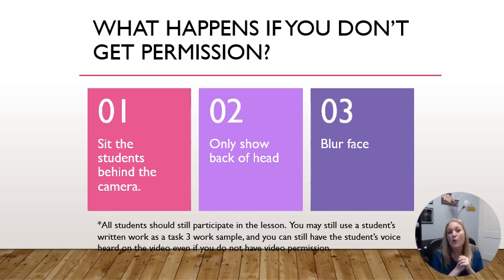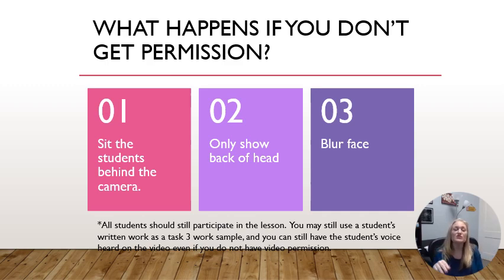Let's say you only have 1 or maybe 2. First thing that you can do is sit the student behind where the camera is. So if you have the camera on a tripod, maybe this student can sit directly like 1 row behind where that tripod is, and the tripod's still going to capture the majority of students, but not that one.